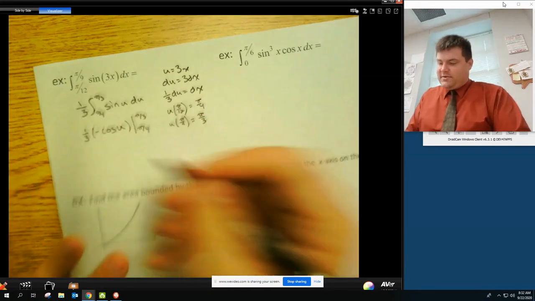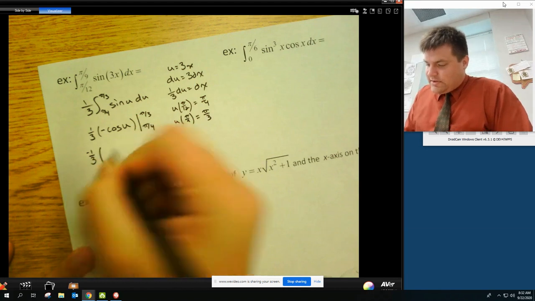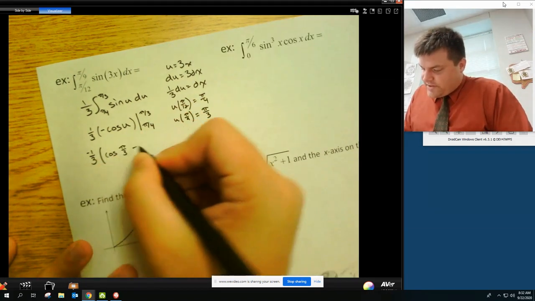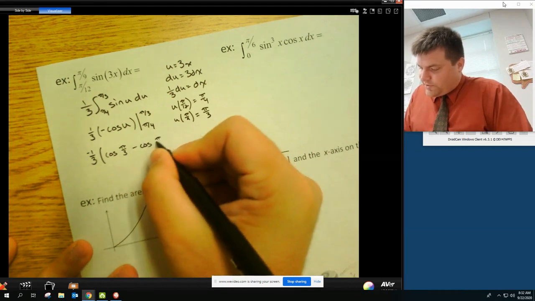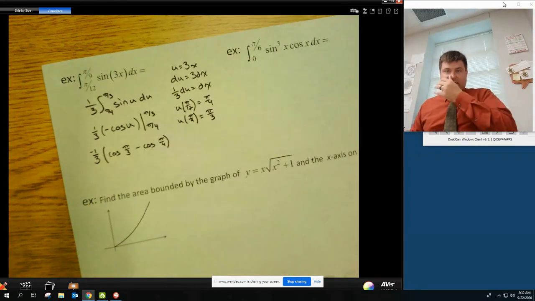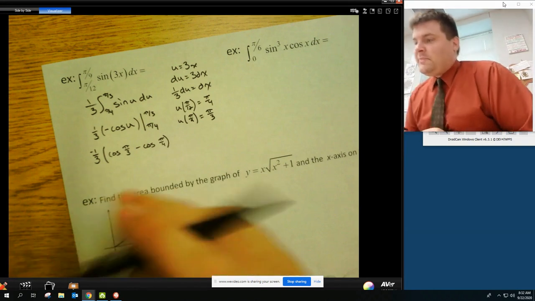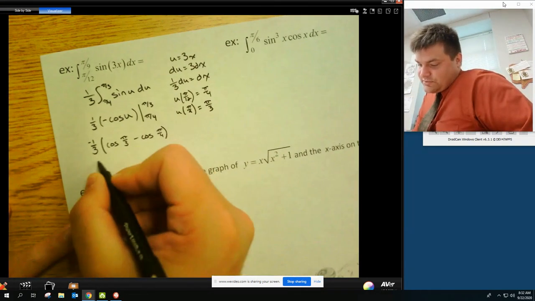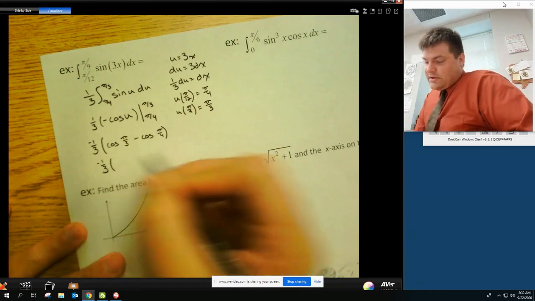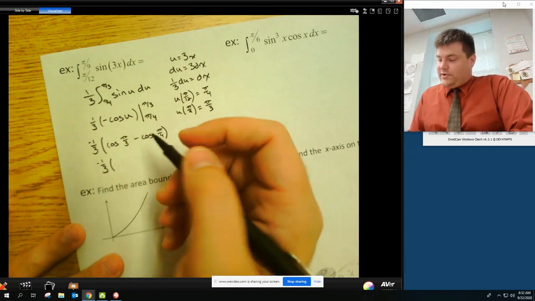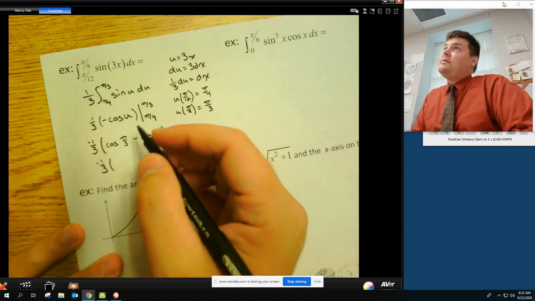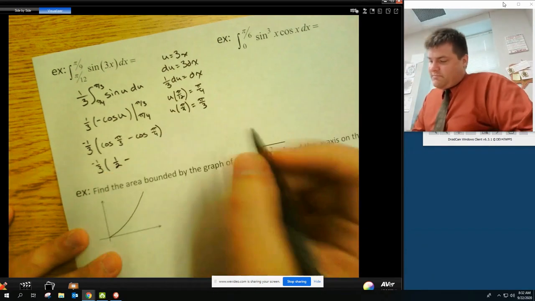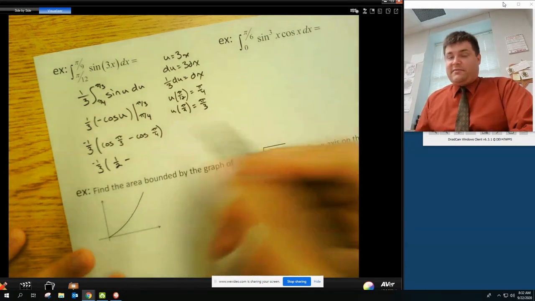I'm going to pull that negative out to that 1/3 part. So I'm going to get cosine of pi over 3 minus cosine of pi over 4. You need to know these values, okay? Super duper important. So cosine of pi over 3 is going to turn into, well, it's negative 1/3. Cosine of pi over 3 is going to be 1/2, right? So it's 1/2 minus cosine of pi over 4, which is root 2 over 2.